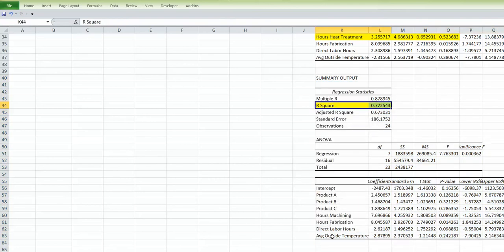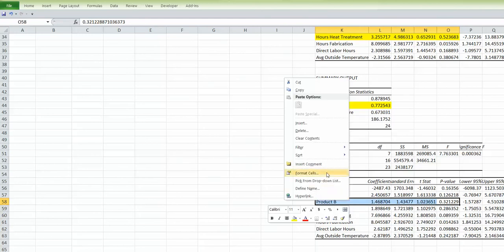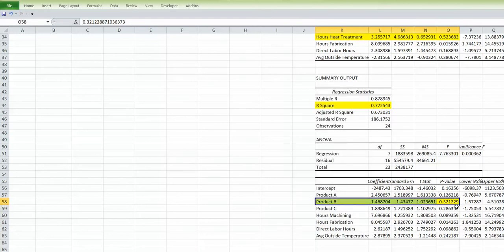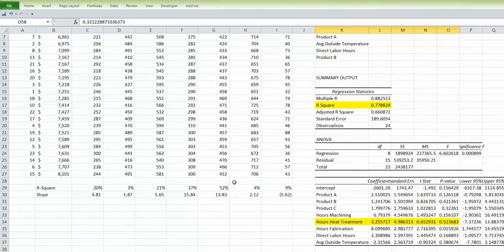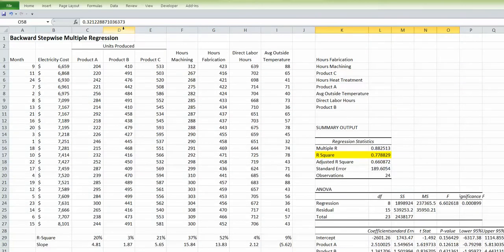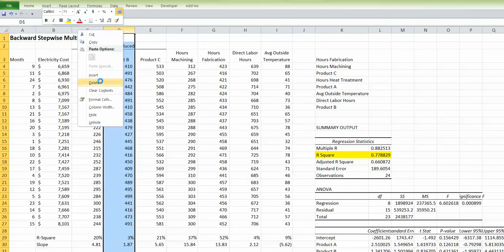In terms of the least significant variable left in our model, again, we're going to look for the highest p-value, which appears to be on product B with a p-value of 32% and a t-stat of 1.02, so it's not significant at the 10% level. So let's go ahead and delete that variable and run our regression again. So product B, we'll delete that.